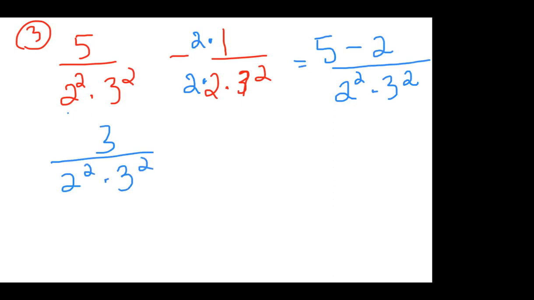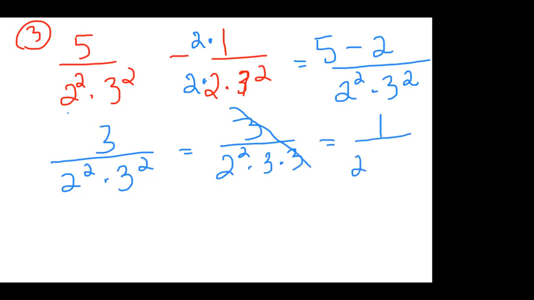But wait, we're not done yet, guys, because this needs to be simplified. Now, sometimes it's really hard to see how to simplify this, so I'm going to break it down for you. So in the numerator, we have a 3. In the denominator, we have 3 squared. 3 squared is the same thing as 3 times 3. So in other words, you have a pair of 3's that cancel out. And what are you left with? 1 over 2 squared times 3. So this would be the answer.